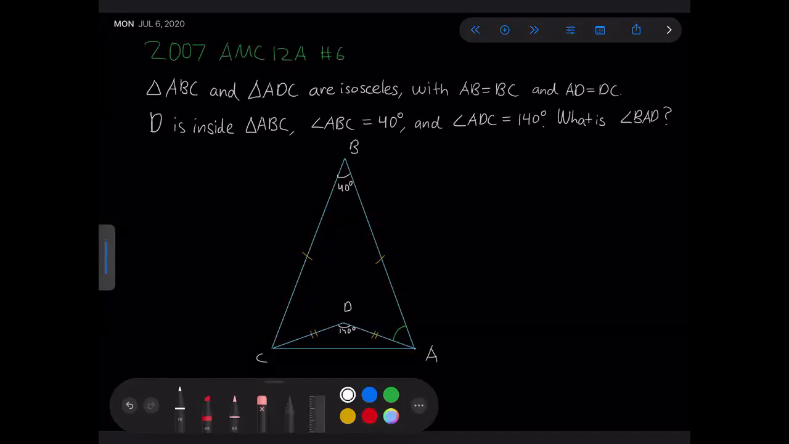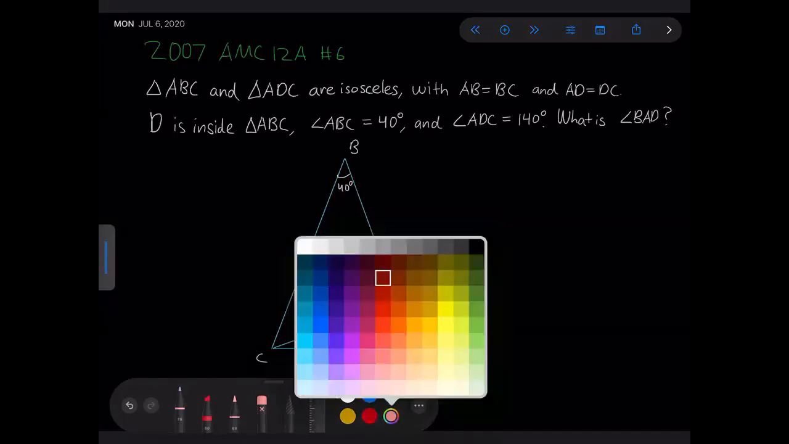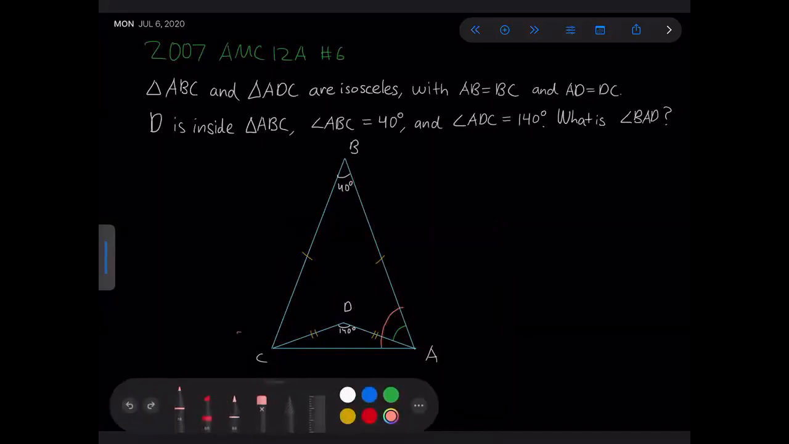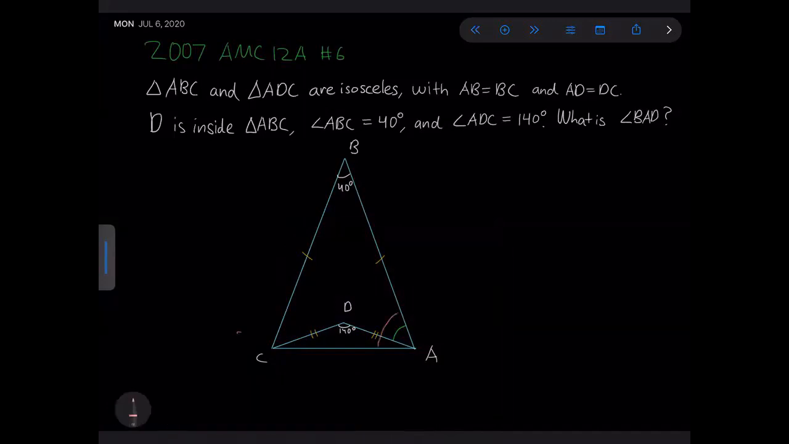Well, we know that it's going to be angle BAC minus angle DAC, which is over here. I can't use a good color for this one, and this drawing is not good. So let's find these two angles.